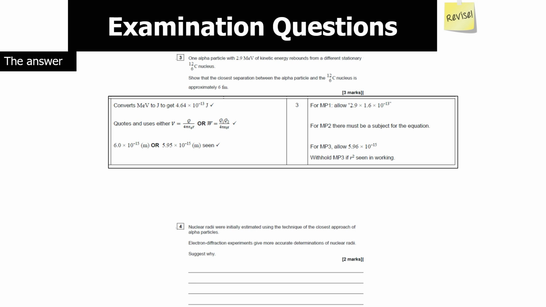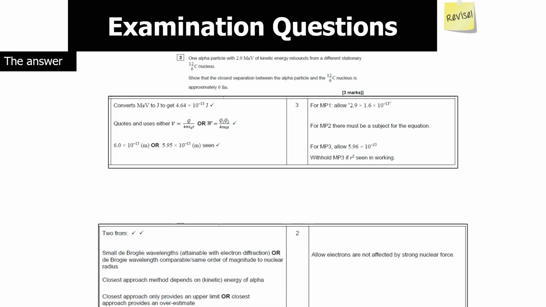Now this next question, you've just got to be aware of how you determine the nuclear radii. So the idea is that a small de Broglie wavelength, or a de Broglie wavelength of comparable size to the nuclear radius, will allow you to determine the radius size easily. However, the closest approach method depends on the kinetic energy of the alpha particle, which will affect how close it can get to the nucleus before it will be repelled. So therefore the closest approach, you've just got to know this, provides an upper limit to the size of the nuclear radii, because the alpha particle will not physically touch the outer part of the radius. It'll be repelled by its electrical charge repulsion, so therefore it will be an overestimate.